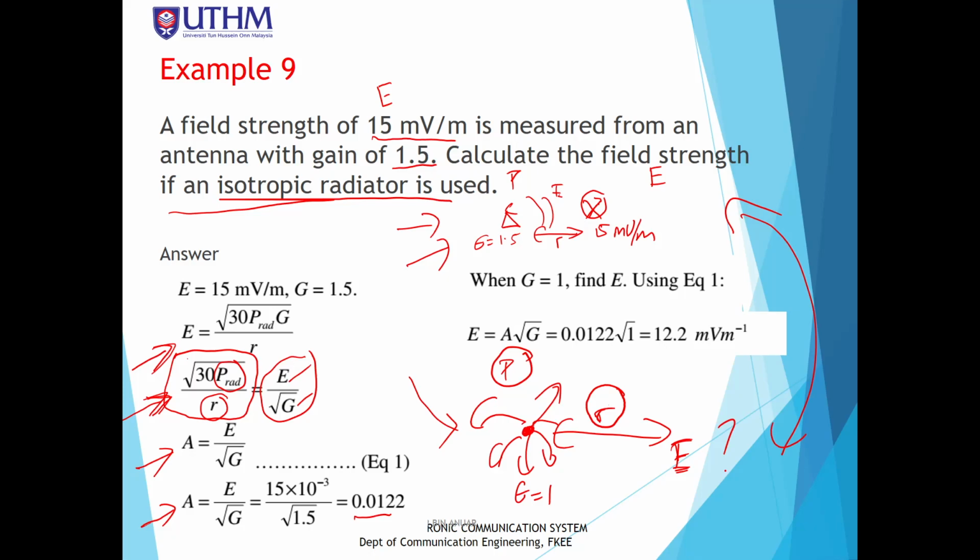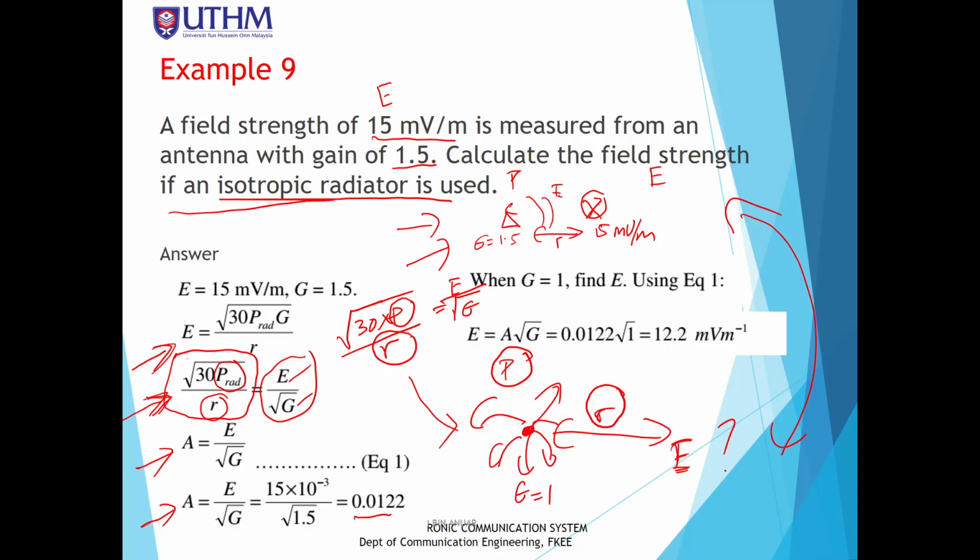So you see that at the beginning, we don't know how much is the P radiation for the real antenna. We don't know how much is the distance. But when we rearrange the equation, we find that square root of 30 times P divided over R is equal to E over G. That means, kalau kita menggunakan ini, if we use square root of 30 times P divided with R, and we use the same amount of power and the same distance, for any kind of antenna, it is equal to E divided with square root of G.